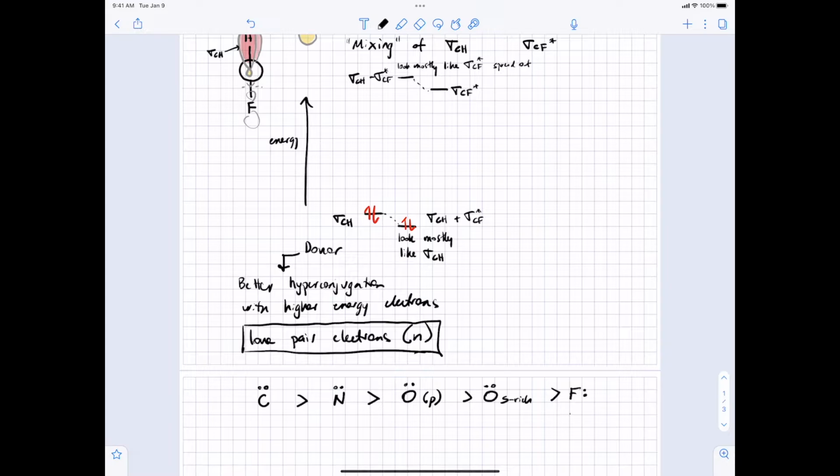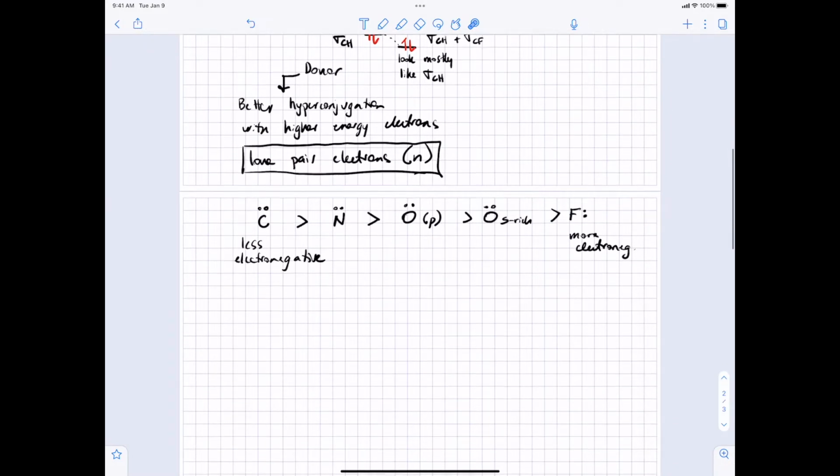And the idea is that electronegativity literally means that electrons on that atom are held lower in energy. The lower in energy we go, the worse our orbital is going to overlap with the empty high energy orbital. So higher energy electrons are going to be better donors.